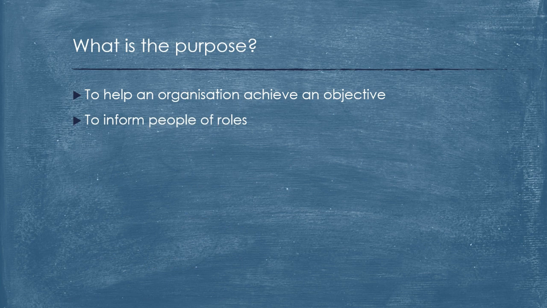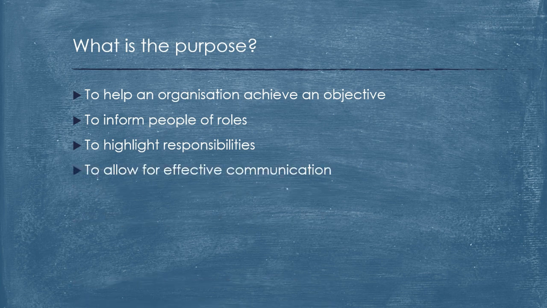It's also to help inform people of roles and tell them what they're doing. It's also to highlight their responsibilities. What responsibilities do they have? Obviously, a manager will have different responsibilities to a cleaner in a company. It also is to allow for effective communication across a business. So basically that means transmission of ideas, transmission of that objective, that whole idea of a SMART objective. Is it shared between people? Is a very important part of an organisational structure.